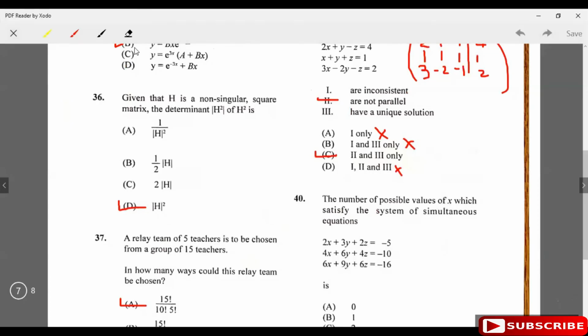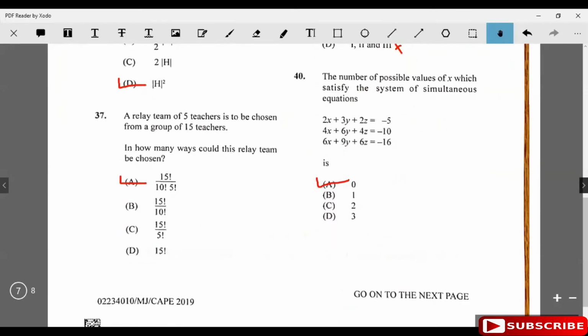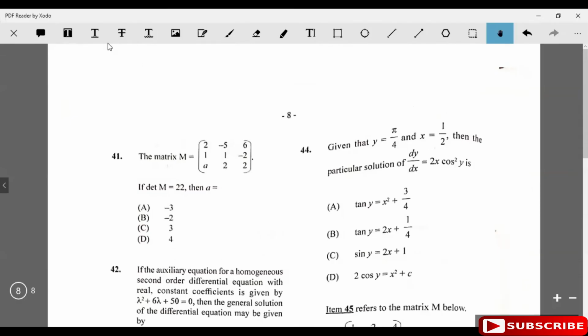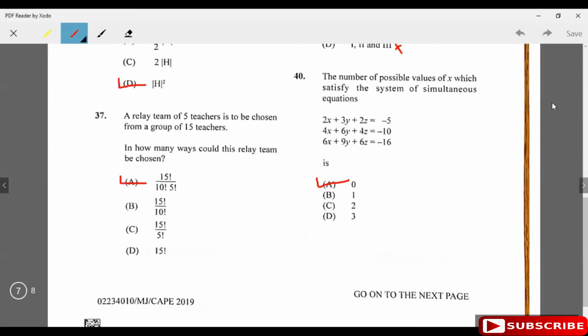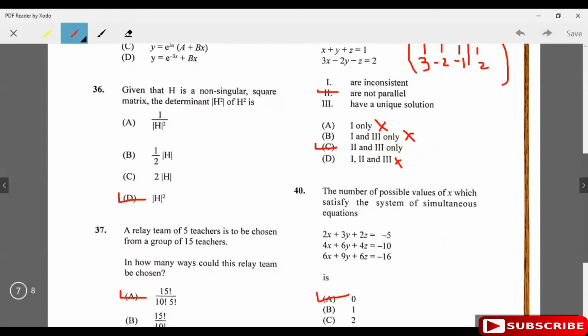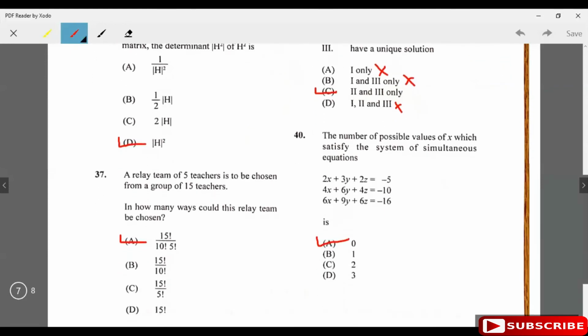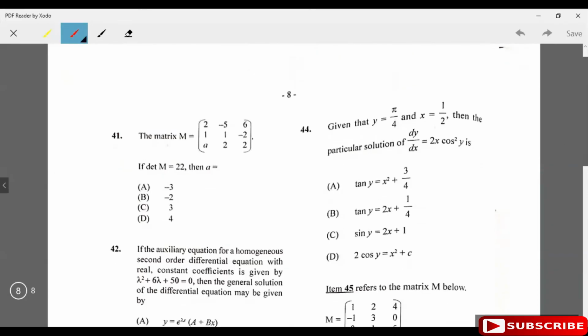Question 40, big repeat question. What's question 40? A, no solution, because this is an inconsistent system. Very good. All right, question 41. Sir, what's number 39 and 40 again? Question 39 is C. Question 40 is A. Oh, right. All right. Question 41.